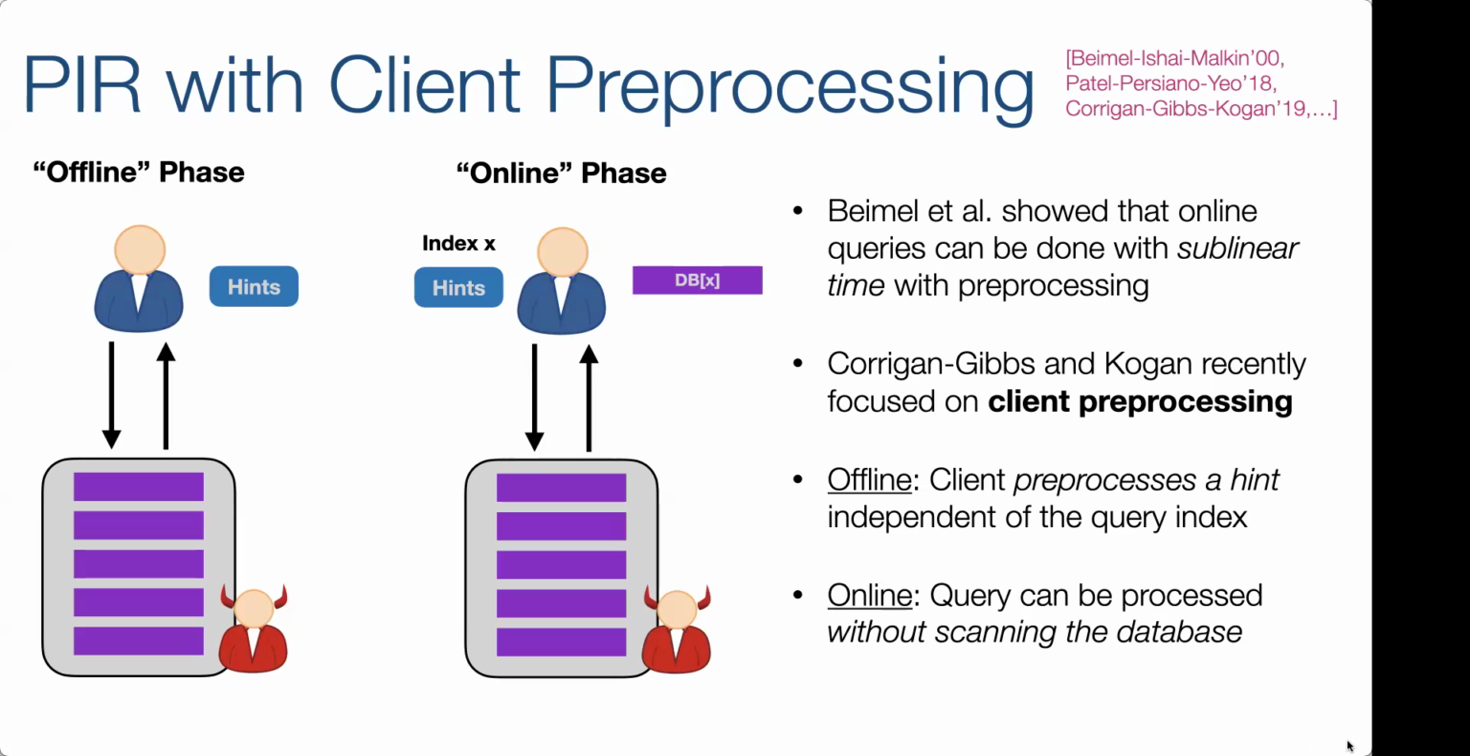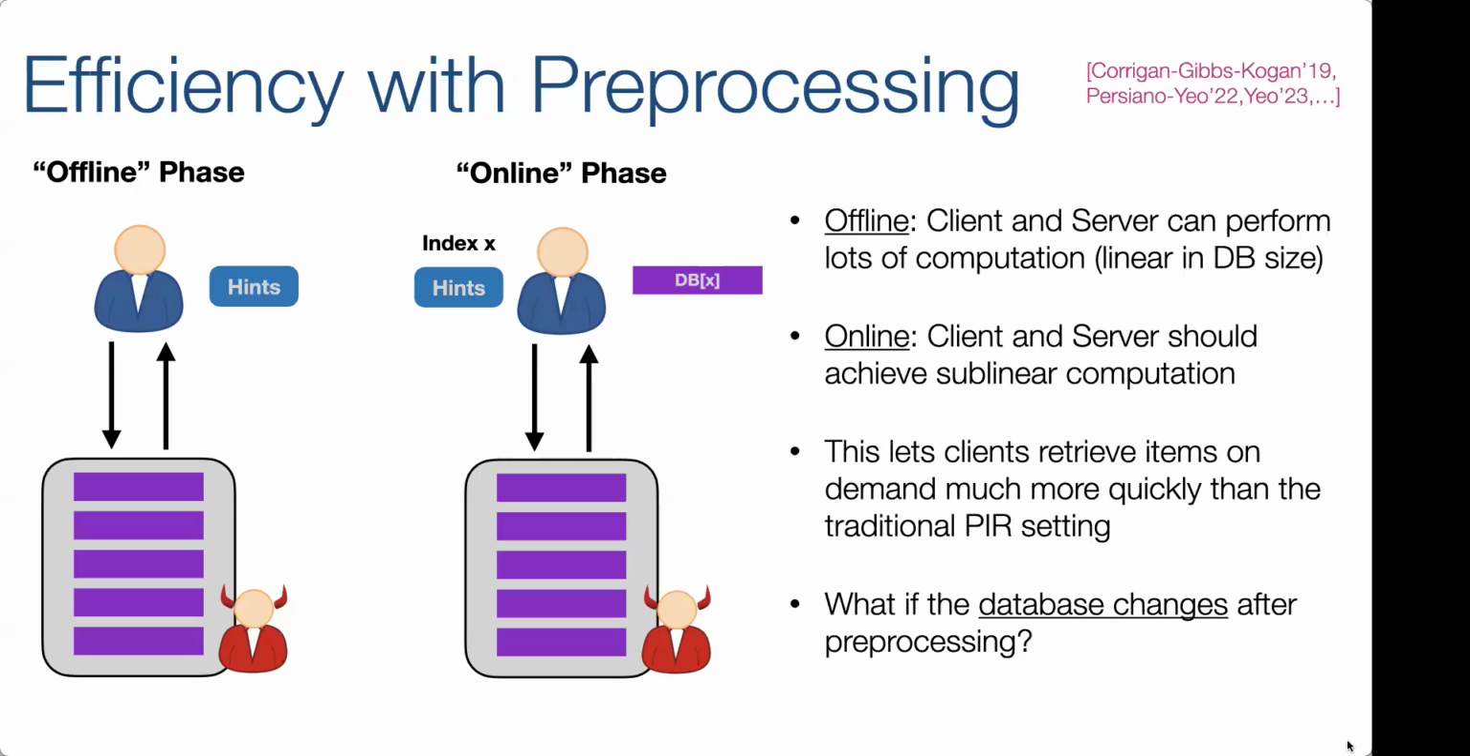This is something that was introduced in 2000 and then reintroduced in 2018 and 2019. So for efficiency in this setting, in the offline phase we still have to incur a linear computation. The server is going to be able to read everything. In particular, what we'll talk about is having the server just send the entire database to the client in a streaming fashion. Then in the online phase, the hope is that we achieve sublinear computation, both for the client and the server. So maybe something like square root of n, you can think about.